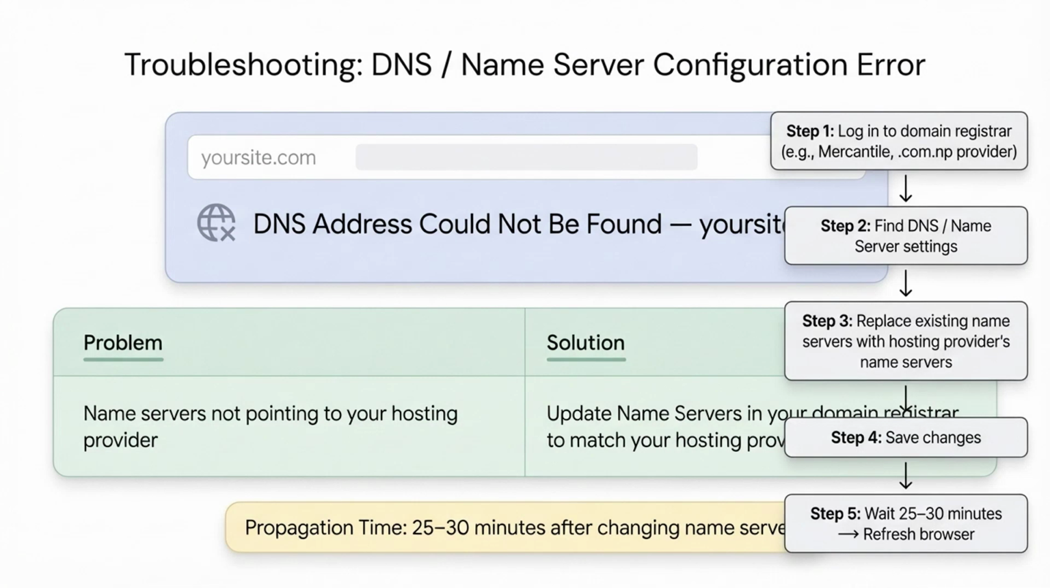Here's exactly what to do. Log in to wherever you bought your domain. That could be a local registrar like Mercantile or any .com.np provider. Find the DNS or name server section. You'll see fields for name server 1 and name server 2. Replace whatever is there with the name servers from your hosting company. Kailash Hosting, for example, will have sent these in your welcome email. Save the changes and wait. Within 25 to 30 minutes, your domain will resolve correctly, and you'll be able to access your WordPress site.